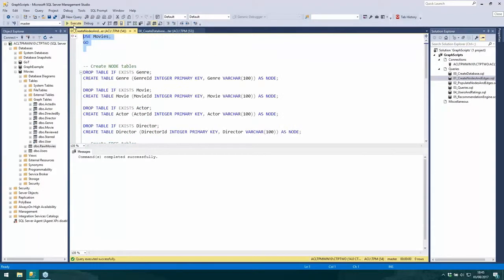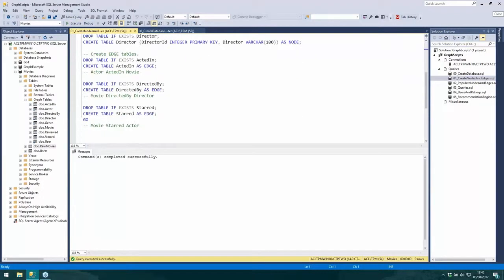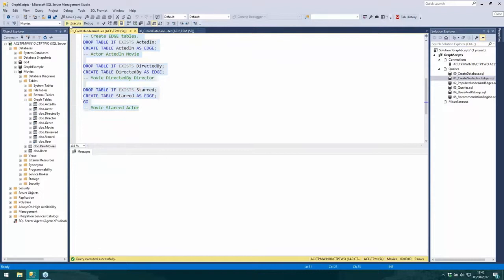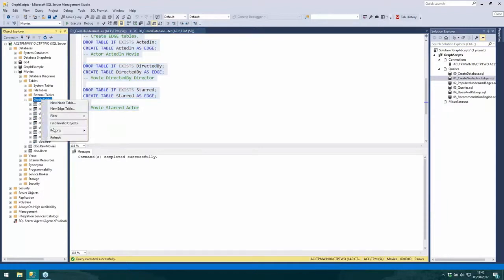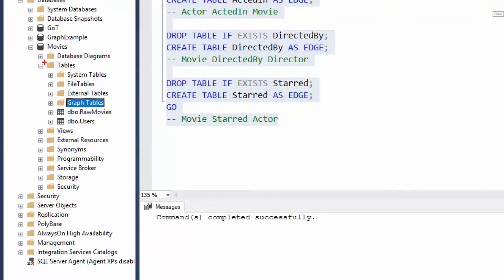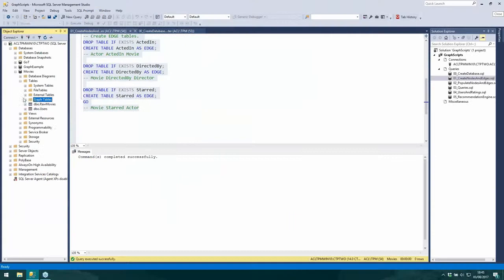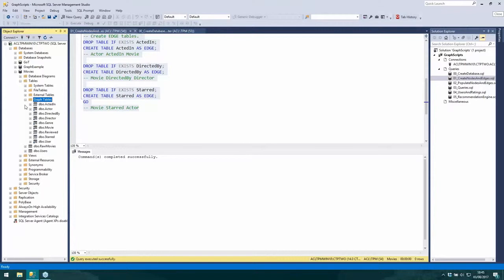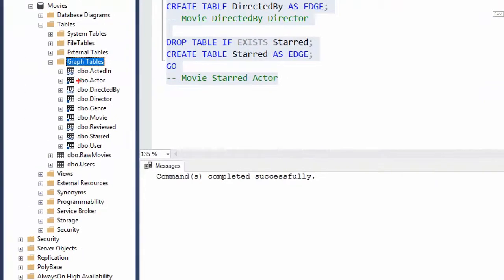I just realized I'm making the mistake of loading those into the master database, so let's actually build those out in the movies database. What you'll notice is if you're using SQL Server 2017, the tables that I'm building will not appear down here with our standard tables. We essentially have this new folder up here for graph tables. Now, if I expand that node, we can see all of these new tables.